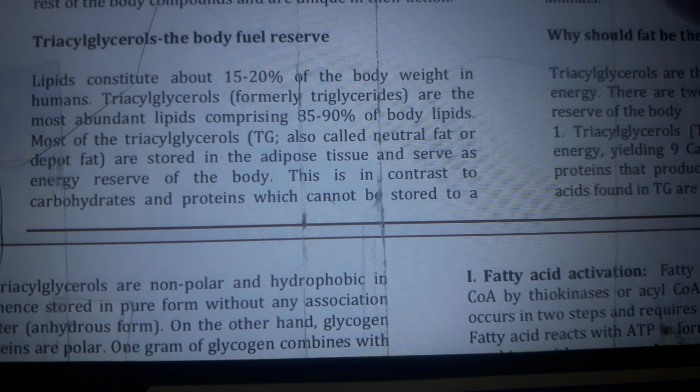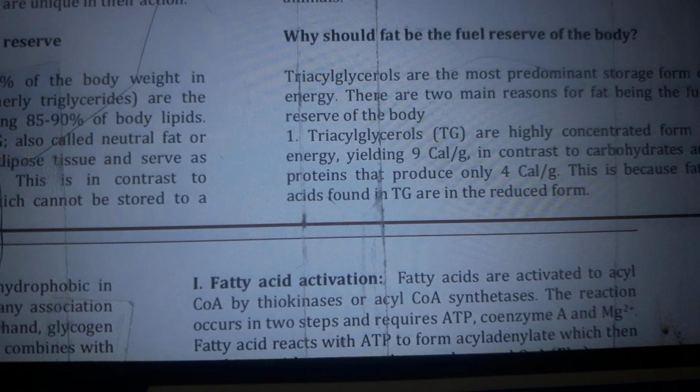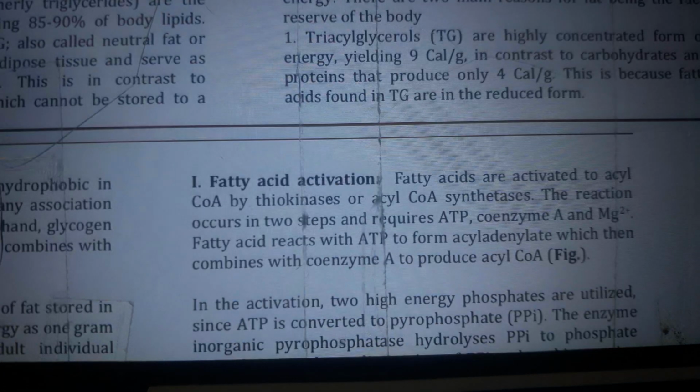This is in contrast to carbohydrates and proteins, which cannot be stored to a significant extent for energy purposes. Fat also acts as an insulating material for maintaining the body temperature of animals. Why should fat be the fuel reserve of the body? Triacylglycerols are the most predominant storage form of energy. There are 2 main reasons for fat being the fuel reserve of the body.